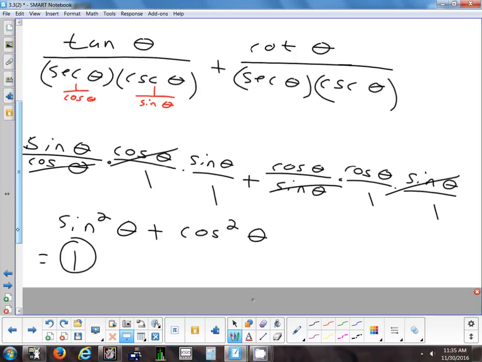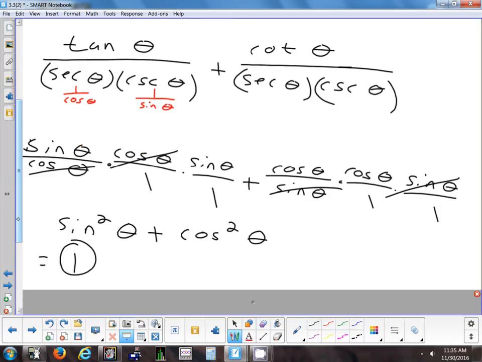I'd say that was a pretty good way to do that problem. I mean, it wasn't that long. It was really just changing everything to sines and cosines and then canceling. I'm not sure you could find a much faster way to do it. So that was a good suggestion. Okay. Any questions on that one?